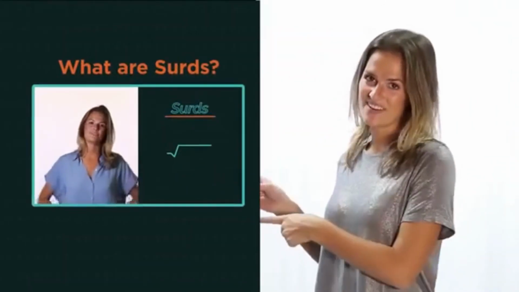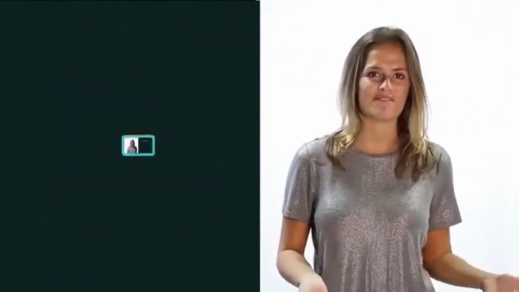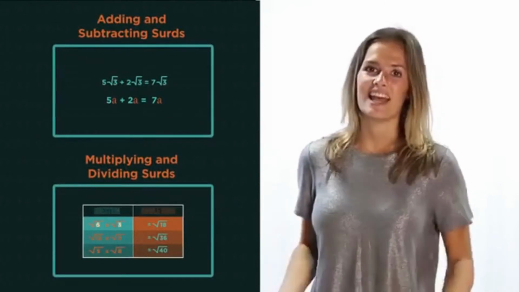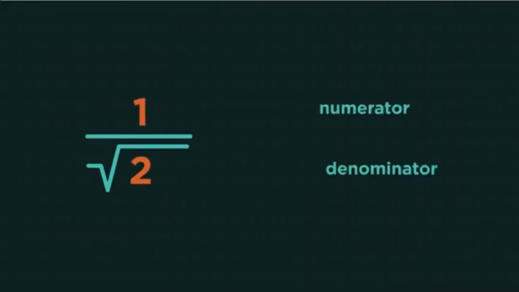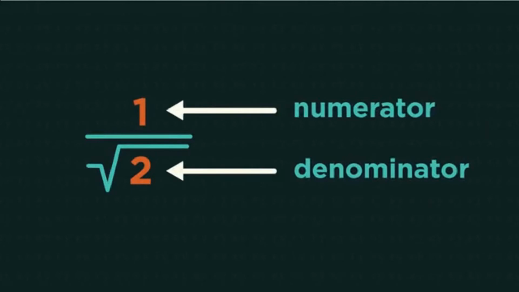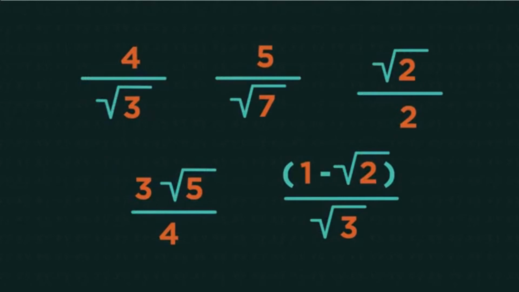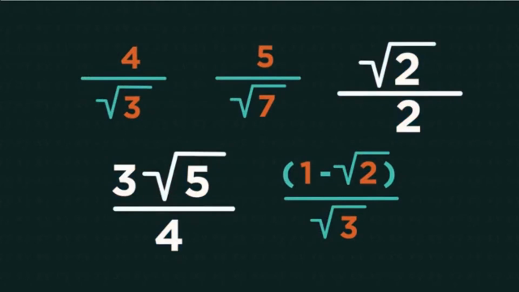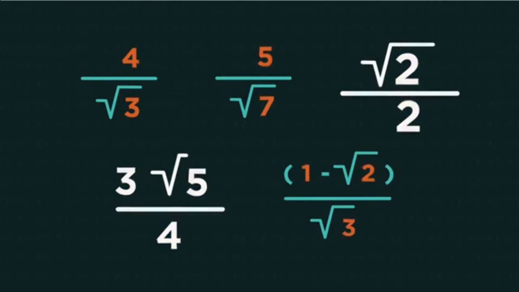So we've already discovered what surds are in this video and how to calculate with them in these videos. We're now going to look at the final piece of the surds puzzle, at what rationalising the denominator is. We know that the denominator is the bottom part of a fraction. So have a look at these. What do you notice about those that are rationalised and those that aren't?